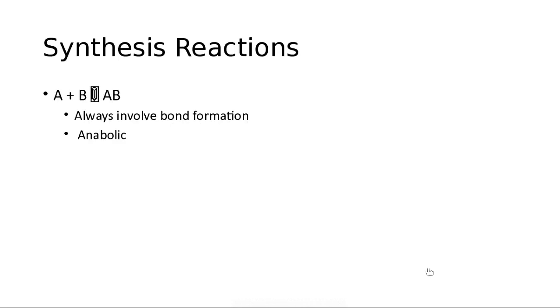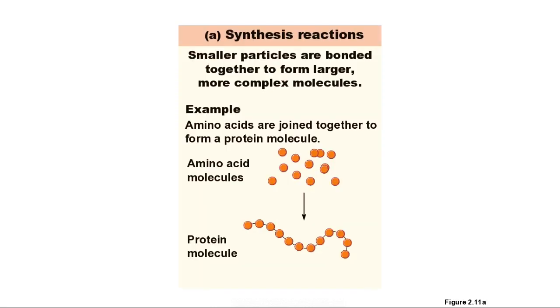Now, synthesis reactions, and again, our arrow does not translate from one program to the next. A plus B goes to AB. So synthesis is always bond forming, it's always anabolic. And here's an example: amino acids bonding together to start to form a protein.